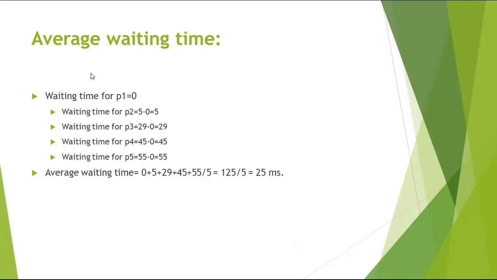Now we have to calculate the average waiting time. What is the average waiting time? The waiting time for all the processes divided by the number of processes. So we have to do the total: 0 plus 5 plus 29 plus 45 plus 55 divided by 5. That is 25 milliseconds. This is the average waiting time.